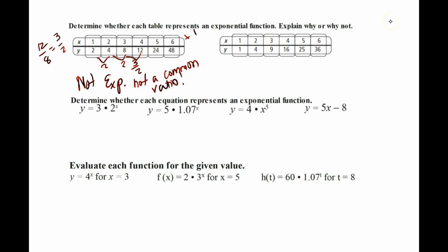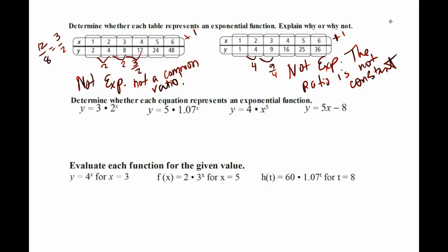All right, so over here, my x's are adding by 1, and then if I do 4 divided by 1, that gives me 4. 9 divided by 4 gives me 9/4. Man, this don't work either. So this is not exponential. The ratio is not constant, or we can say common. I know y'all are writing with me. I'm gonna give y'all a chance to write it down. Okay, again, take the next one divided by the previous one, and that's how we can figure that out.